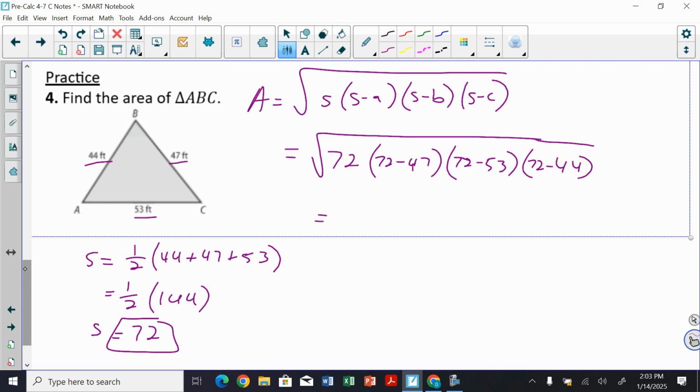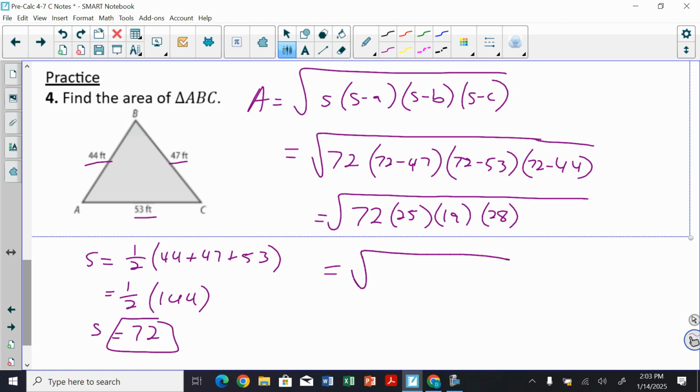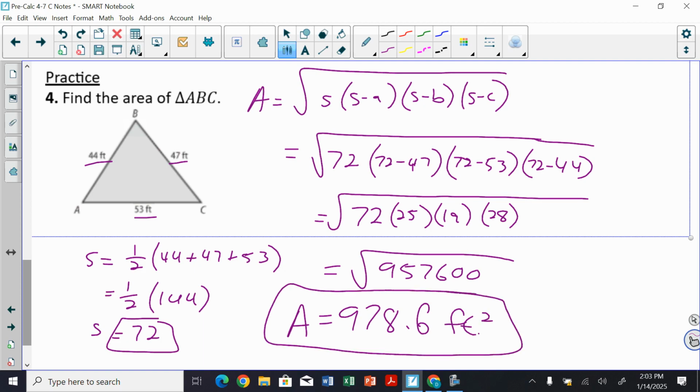Multiplying, again, just do the subtraction first, right? Order of operations, do the parentheses first. So it really comes out to 72, and then we have 25 here, 19, and 28. So we multiply all four of those numbers, and you end up getting a large number that we're going to take the square root of, 957,600. Square root of that, we get the area equals 978.6 feet squared for our area.